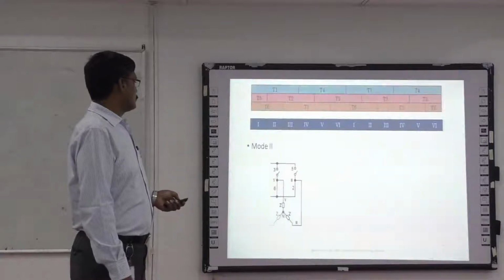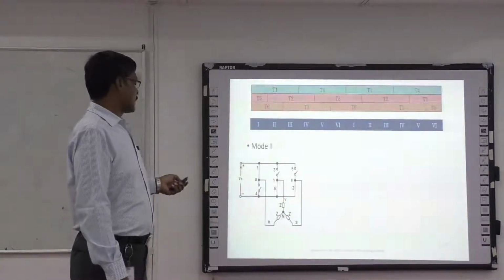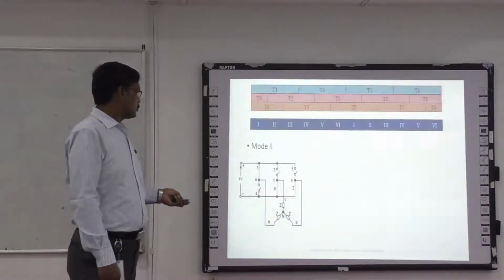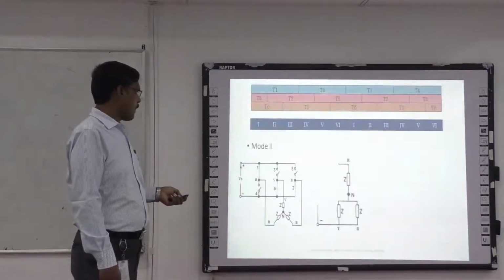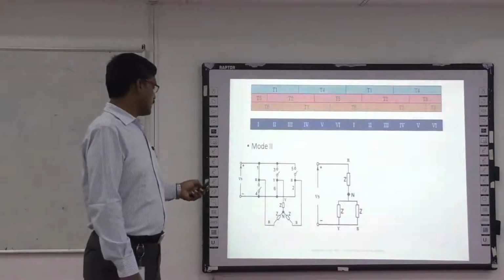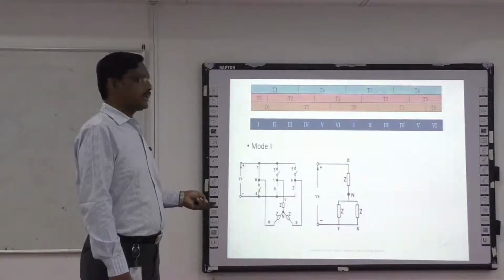Similarly, for mode 2, the switches 6, 1, 2 are conducting. Here, 1 switch from the upper side and 2 switches from the lower side. Now we will see the equivalent diagram for this. So this is the equivalent diagram for mode 2 operation. In this, 1 switch is conducting in the upper side and 2 switches are conducting in the lower side.